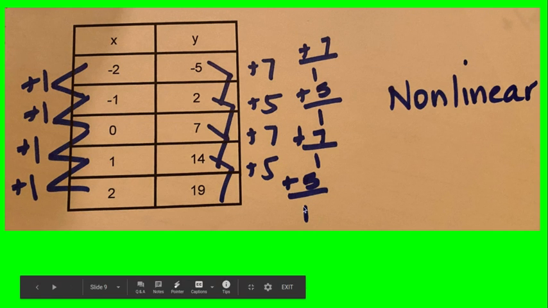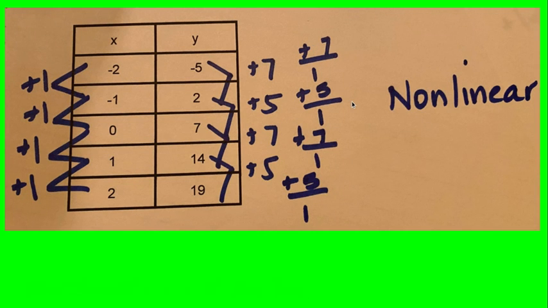Now, is this the same all the way throughout? 7 over 1 is 7. 5 over 1 is 5. 7 over 1 is 7. 5 over 1 is 5. Even though I kind of see a pattern, it's not the same throughout. It's going to kind of rise a little, then rise more steeply, then rise a little again, then rise more steeply. Therefore, it's nonlinear because it's not constant throughout.